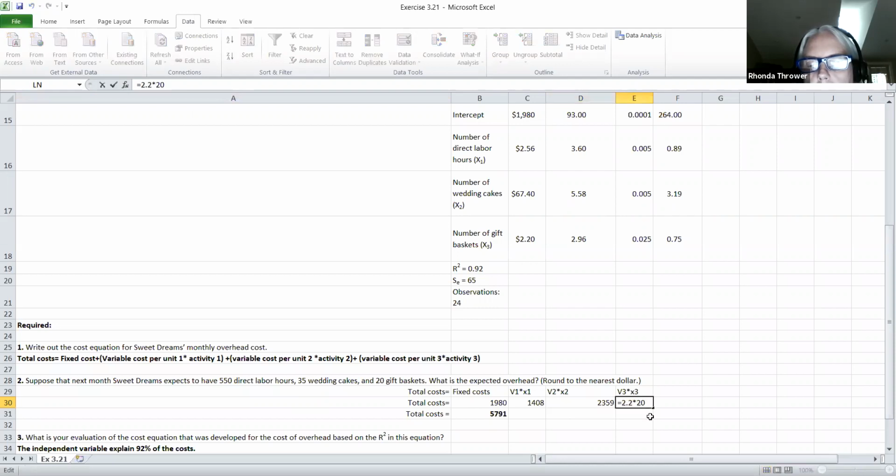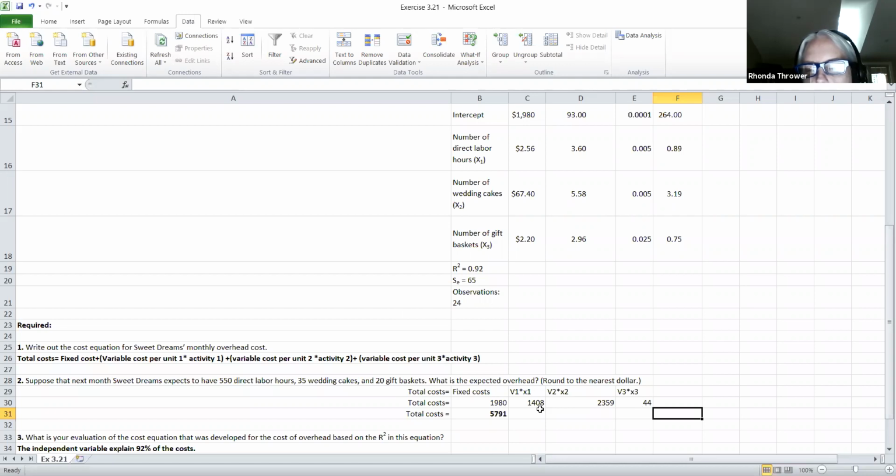For the number of gift baskets, you can see the amount is $44. And what I did is I took $2.20 and then multiplied that by the activity, which is the gift baskets. And then this part, they said that there were 20 gift baskets. So that will give you the amount of $44.